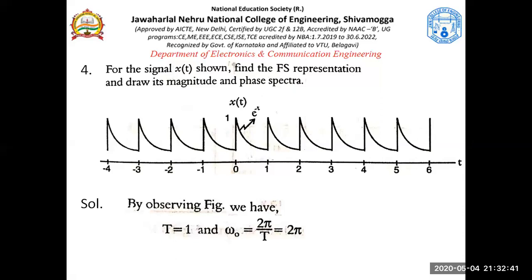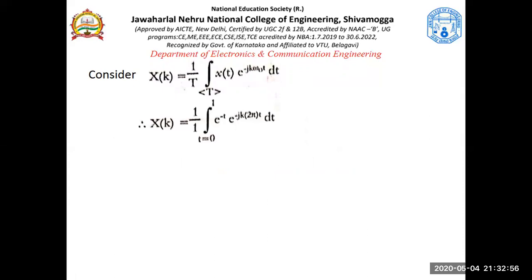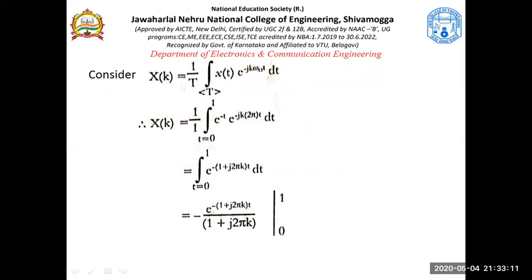So it's very similar, only T is different. Since T is different, omega naught is different. Understand? So T was 2 in the previous problem, it is 1 here, and its range is from 0 to 1. So this is the equation again. So go on substituting T and substitute x of t. In the previous case it was pi, now omega naught is 2 pi, so that will come here extra. Now just integrate it and apply the limits of integration, and your x of k would become this. Fine. X of k is this. Very similar problem.